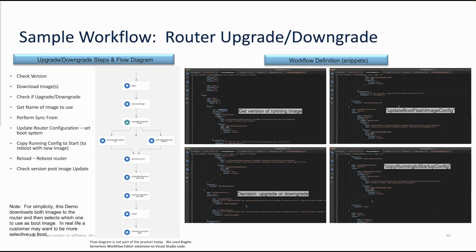This is a sample workflow. In this particular workflow, we're doing a router upgrade or downgrade. This is a very simplistic version of the workflow. It's not intended to be the way you would do it for production, but it's to prove the point. We can download a file, we can check the status of the system, we can then copy the running config to the startup config, and then we can restart the router.